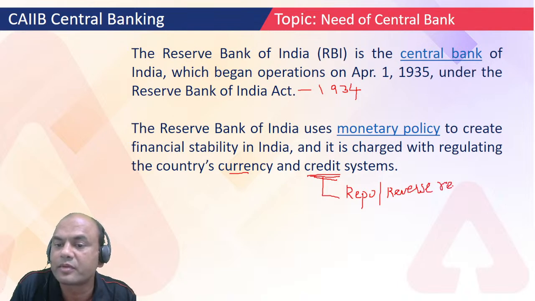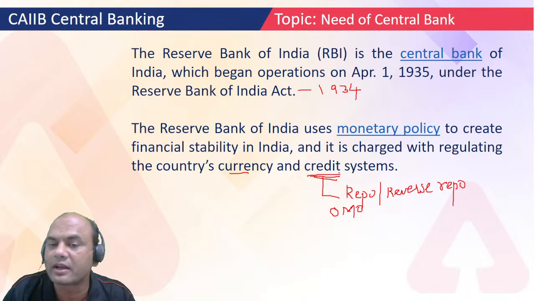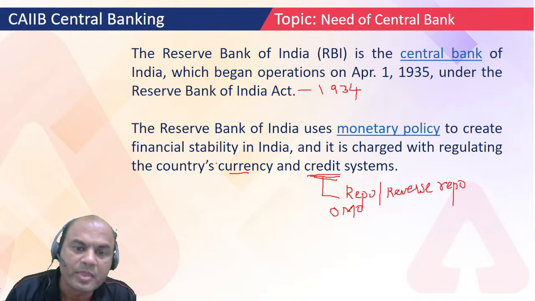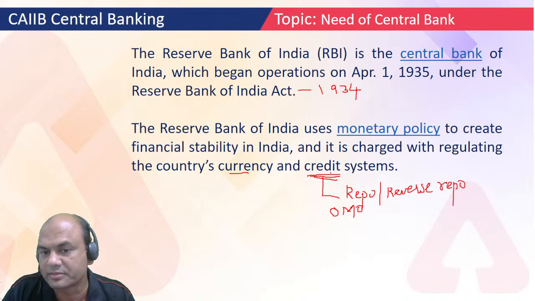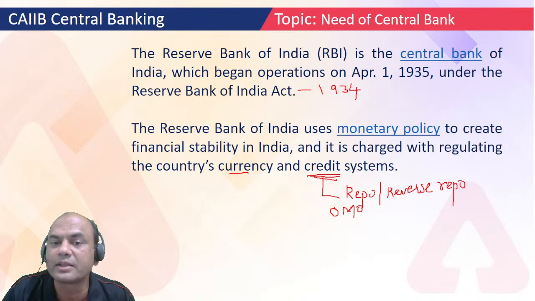So this system, OMO we call it, isn't it? OMO is the main job of RBI. This relates to price stability and the credit system. So the main job of RBI is this OMO, meaning maintaining the price stability through bonds.